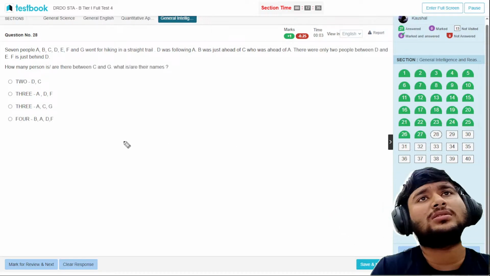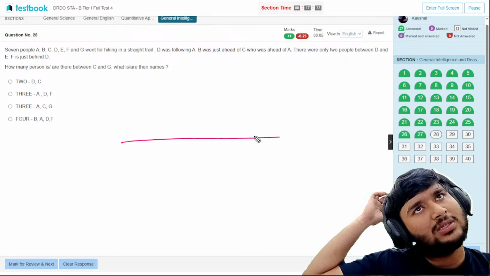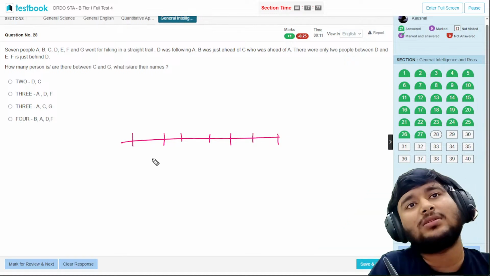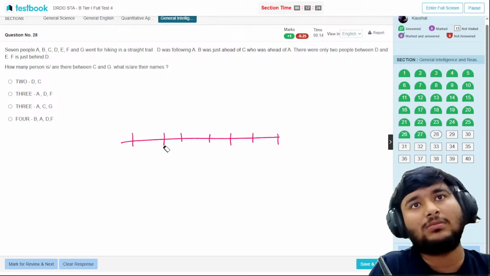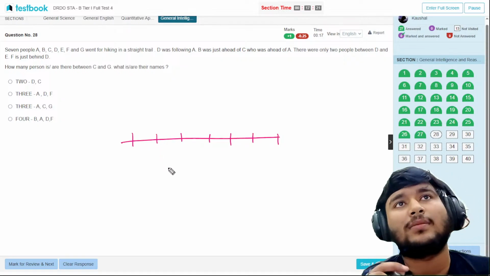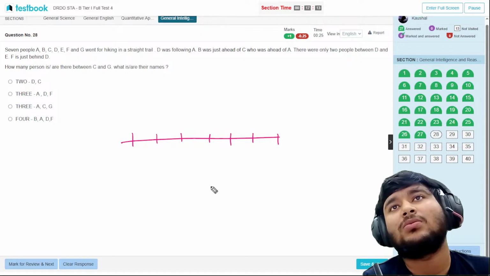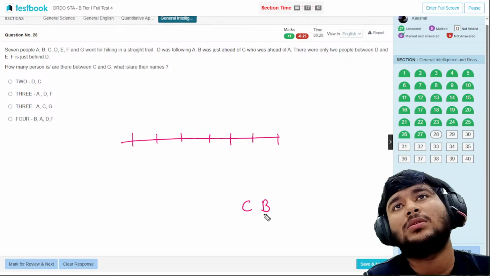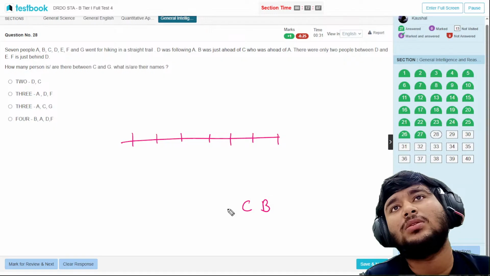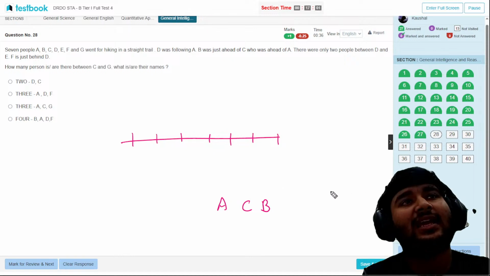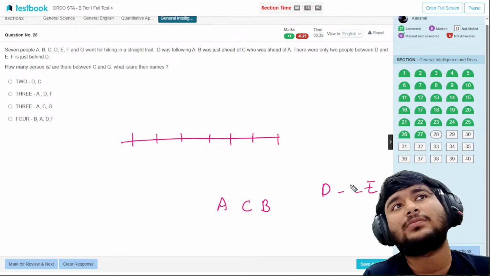7 people are in a straight line. Three, four, five, six, seven. D was following A. B was just ahead of C. Who was ahead of C? B was just ahead of C. Who was ahead of A? There are only two people between D and E. F is just behind D.